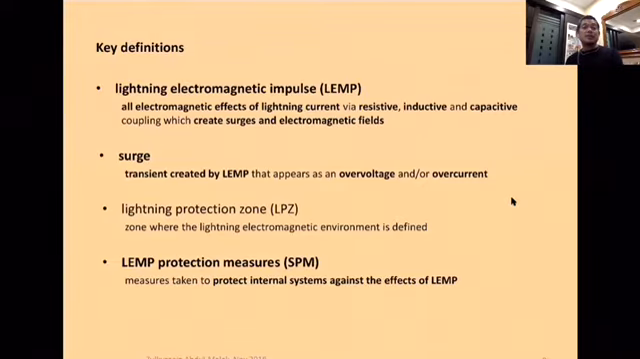The surge is defined as a transient created by LEMP. Usually surge means something that propagates inside wires or a transmission line. And it appears as an overvoltage or overcurrent, because it's abnormally high. So a transient created by LEMP that appears as an overvoltage or overcurrent is called a surge.